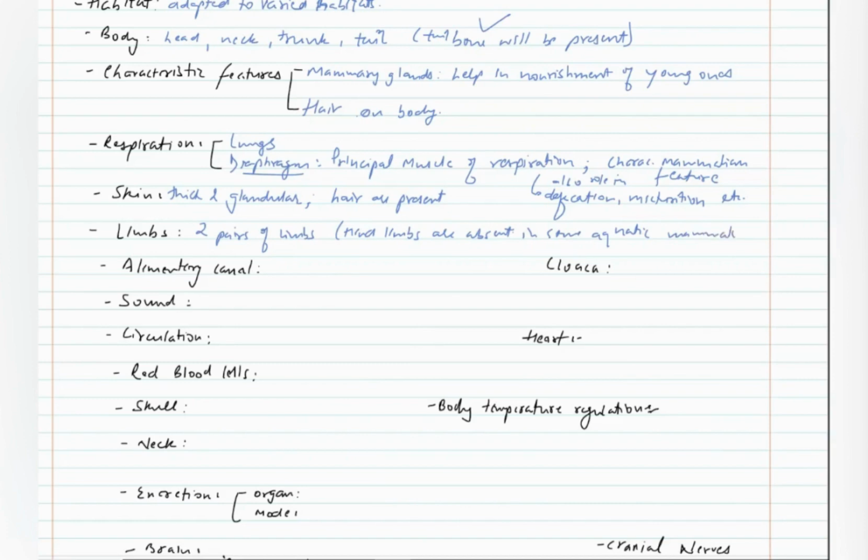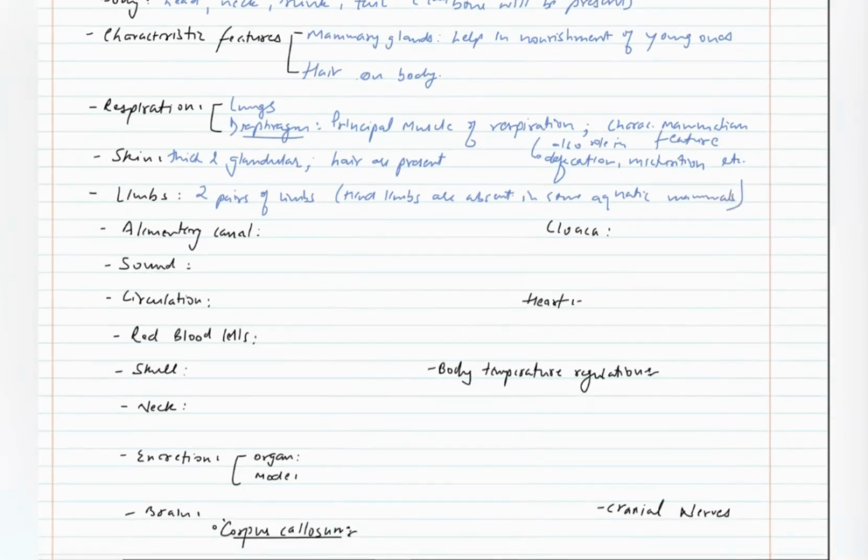Now the alimentary canal is complete and cloaca is absent. So there are separate openings for alimentary canal and genitourinary system. Sound production is done through the help of larynx, which is also known as voice box.